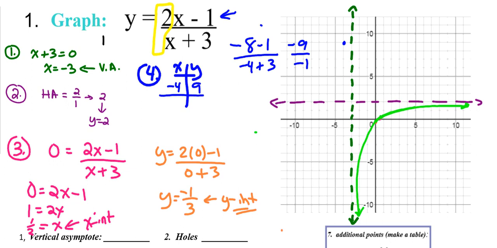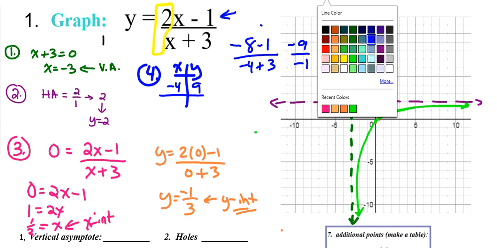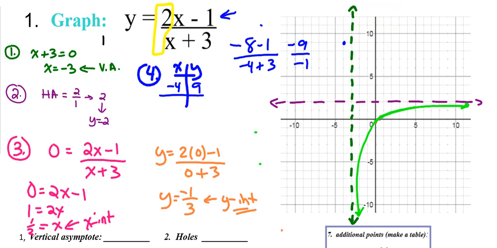Now, I don't need to do any more points. Do you know why? Because I know how our graph acts because of these horizontal and vertical asymptotes. We're going to go really close here, and then up like that. And we're done. Yay! I told you graphing rational functions is pretty fun.